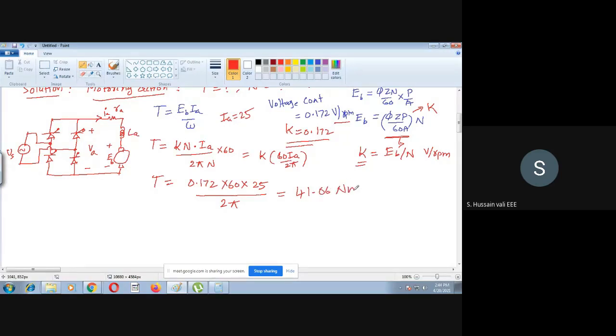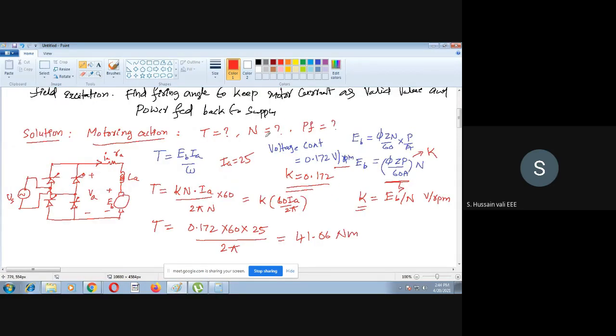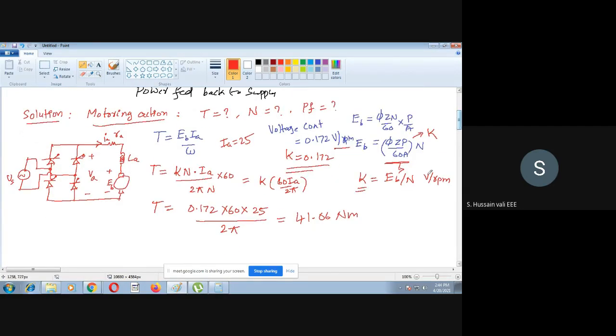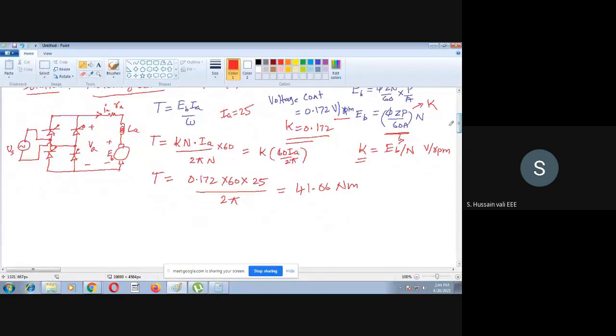41.06 Newton meter. This is the value of torque you got. What is the next question? Speed. You have to find out the speed. So how can I get the speed? Now we got one equation here. So where can I find out speed?